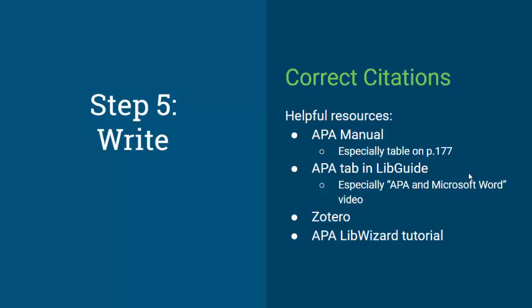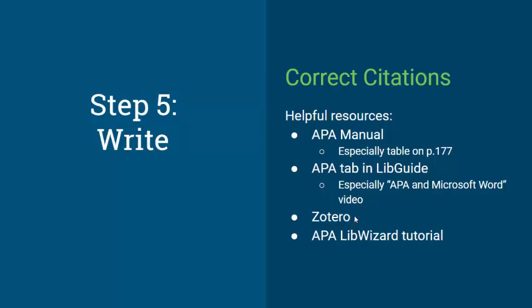If you have the APA manual, students love the table that's on page 177. It really lays out, you know, when to use the et als and things like that. In that LibGuide that I mentioned earlier, there's an APA tab that is chock full of good stuff. This APA and Microsoft Word video is so clutch. One of my coworkers went through and just showed you in Microsoft Word where to click to make the hanging indents happen and make the running headers and everything that you need to know. It'll save you a lot of time.